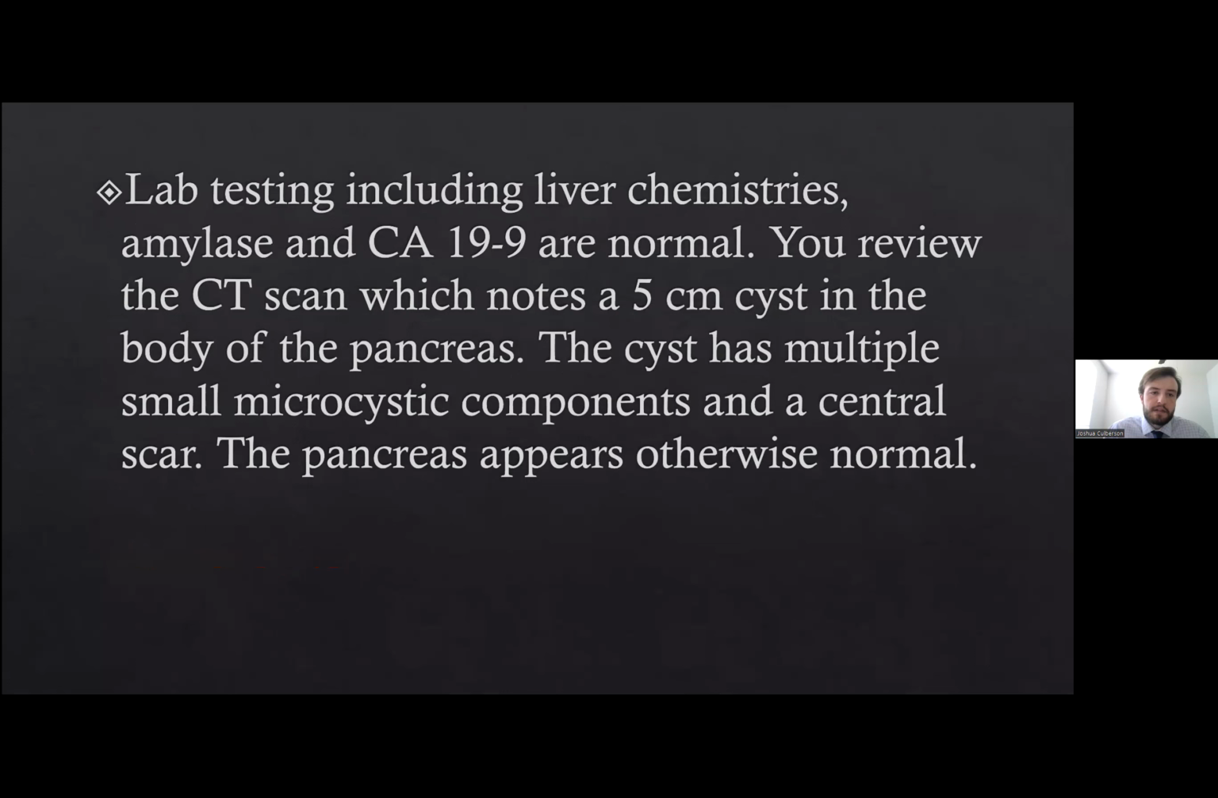Lab testing, including liver chemistries, amylase, and CA 19-9 are normal. You read the CT scan, which notes a 5-centimeter cyst in the body of the pancreas. The cyst has multiple small microcystic components and a central scar. The pancreas appears otherwise normal.